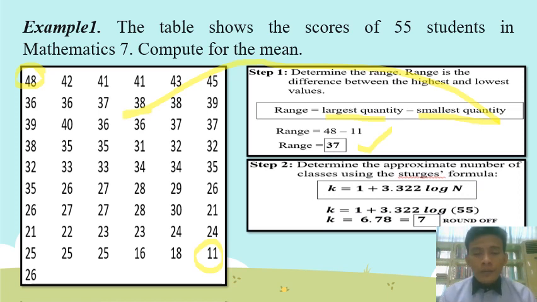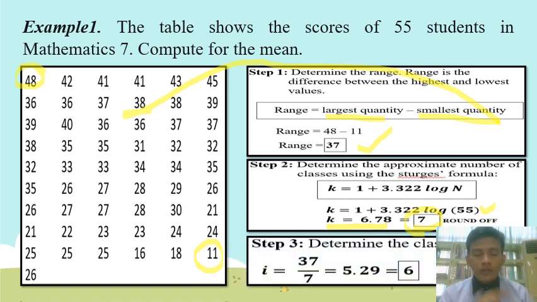Step 2, determine the approximate number of classes using the Sturges formula. k is equal to 1 plus 3.322 log n, where the total data is 55. That is the value of our n. So 1 plus 3.322 log 55. Using your calculator, k is equal to 6.78. We need to round up 6.78. That will be 7. 7 is the value of our k, which is the number of classes.